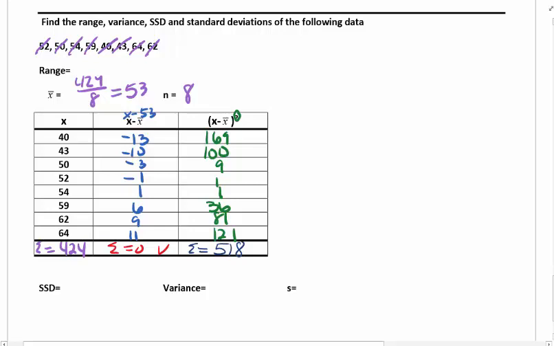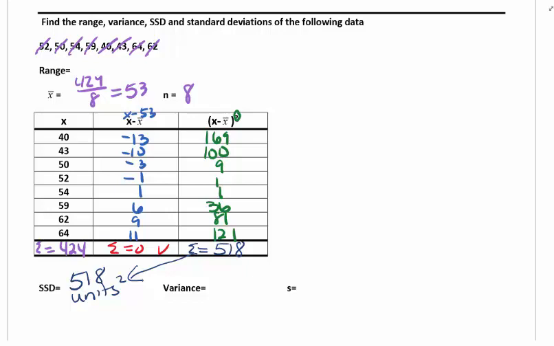Double check what you type into your calculator: 169 plus 100 plus 9 plus 1 plus 1 plus 36, 81, and 121. That is my sum of square deviations. That is that column, always my sum of square deviations. They're not going to necessarily talk about this when you're doing the problems in my math hub, but if you're going through these steps, it's easier to organize.